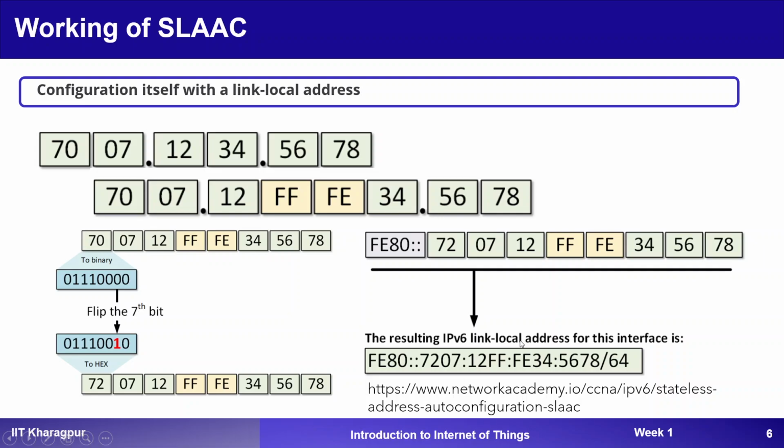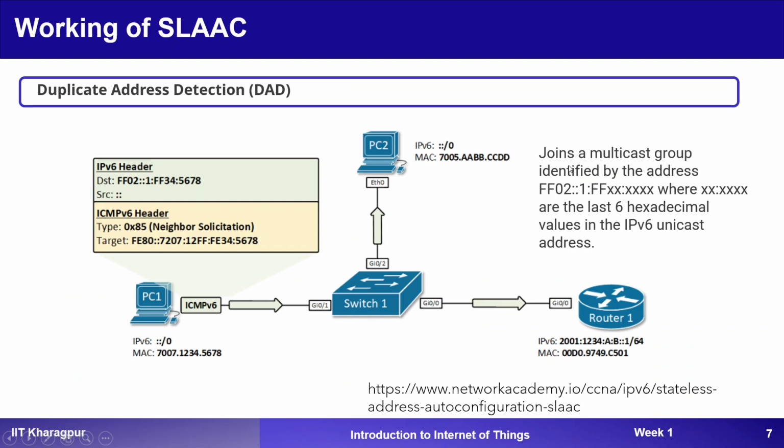In order to perform this duplicate address detection, that particular system needs to join a multicast group. Multicast group here means a particular network. Which network that system is going to join is decided by the address which we got here. So basically we have to check the last 6 digits of the address and compare the address of various networks which are present, and that particular system will join the network which has the same last 6 digits.